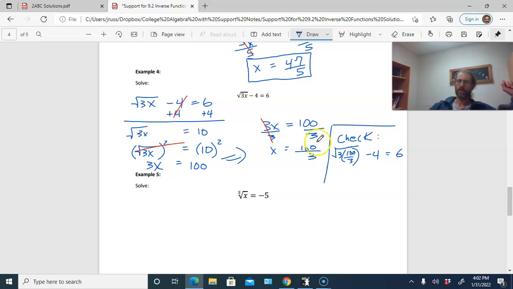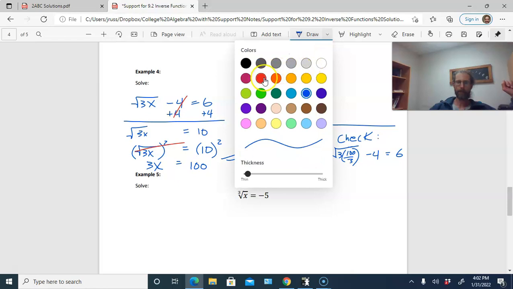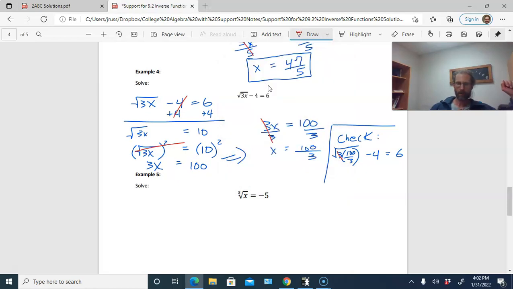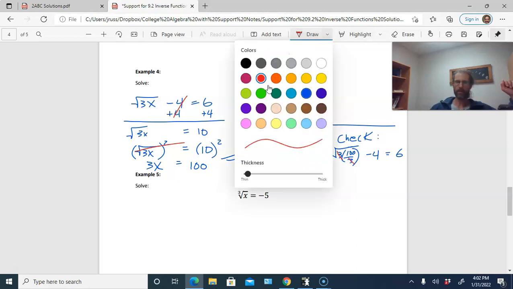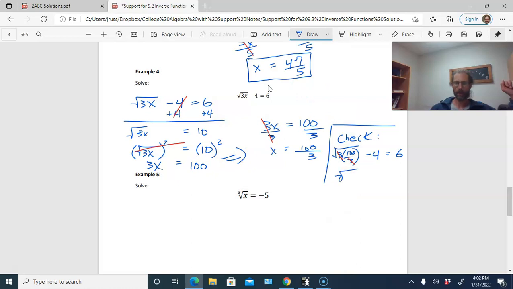Alright, well, underneath this radicand, again, we've got 3 times 100 thirds. We can divide out those 3's, which will leave us with just 100 there, square root of just 100 minus 4 is equal to 6. And the square root of 100 is just the number 10.